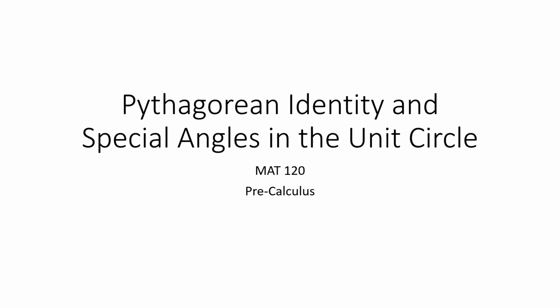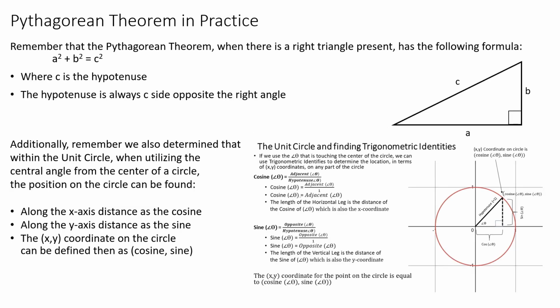The Pythagorean identity, special angles in the unit circle. Now, we've already talked about the Pythagorean theorem: a squared plus b squared is c squared, where c is the hypotenuse, opposite the right angle of a right triangle.